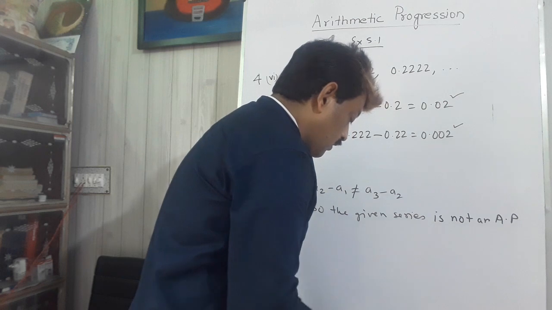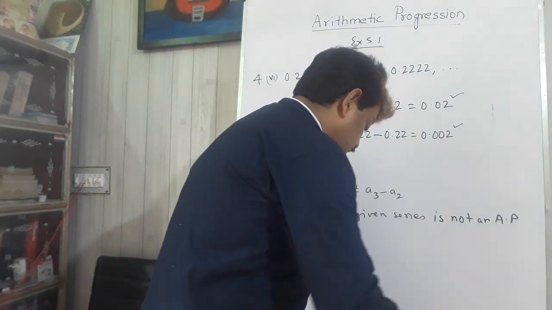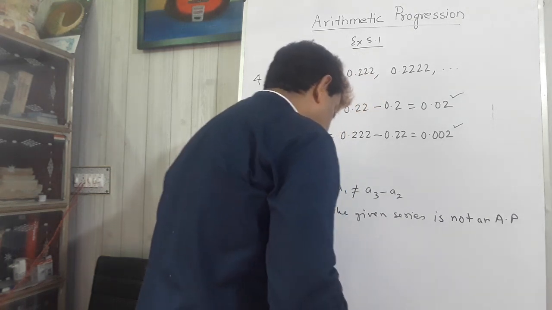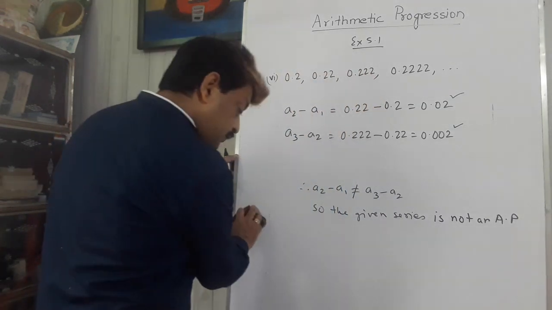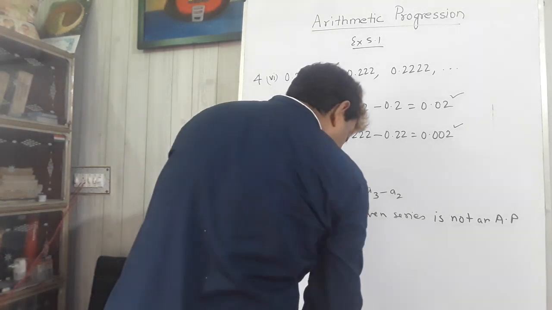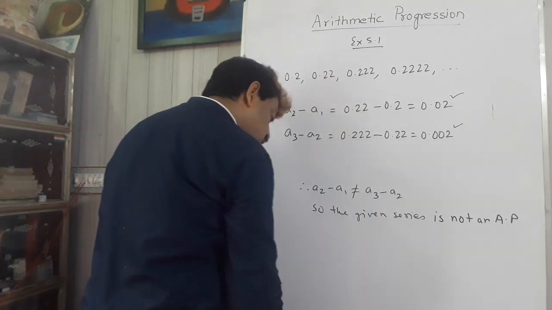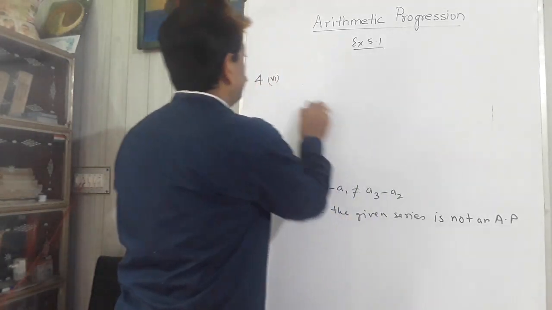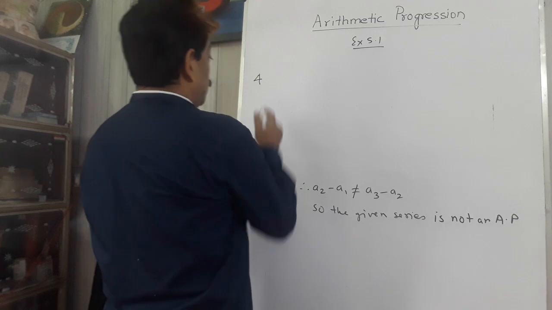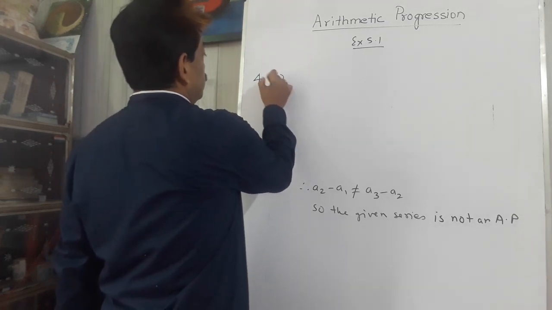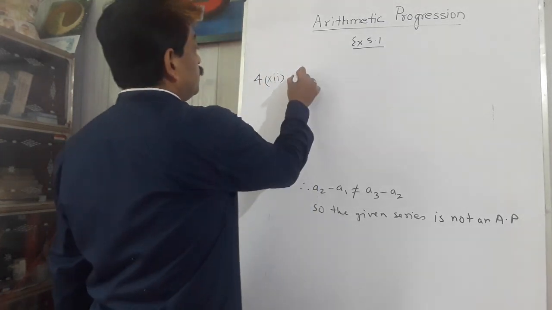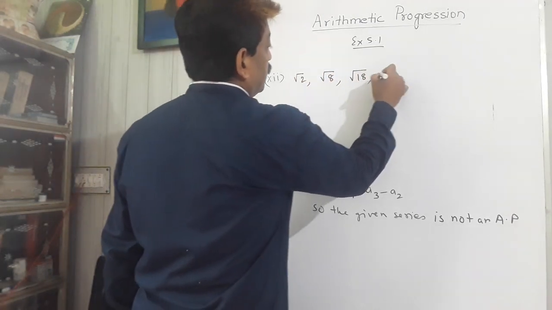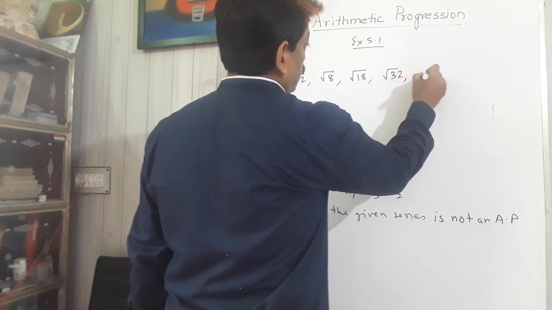Okay. One more important sum, this is Roman 13, Roman 12. Let me do Roman 12 first, then I will do Roman 13. Both are important. Roman 12, the question is root 2, root 8, root 18, root 32, and so on.